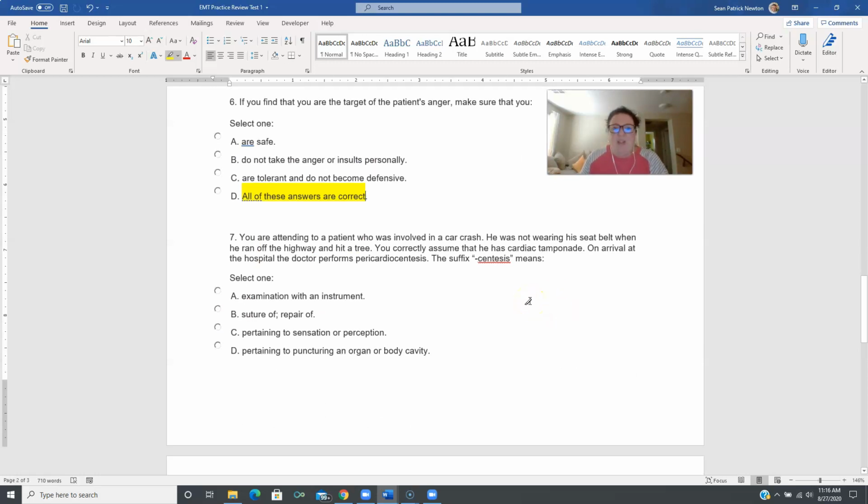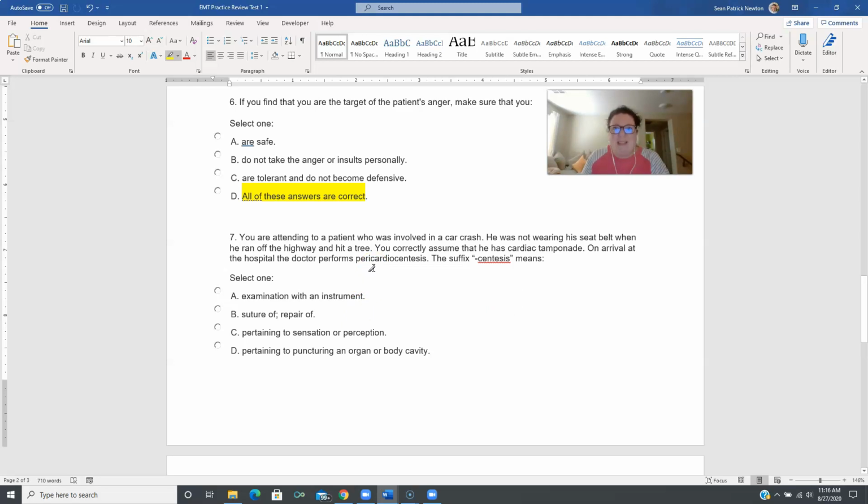You're attending a patient who is involved in a car crash. He was not wearing a seatbelt when he ran off the highway and hit a tree. You correctly assume he has cardiac tamponade. On arrival to the hospital, the doctor determines that he needs to perform a pericardiocentesis.